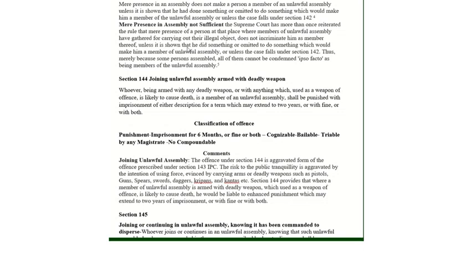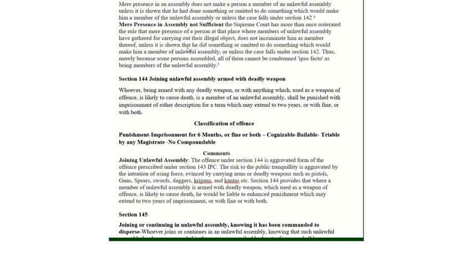So let us talk about the classification of the offense under section 144. The punishment is 6 months, or fine, or both. It is cognizable, bailable and triable by any magistrate, and it is non-compoundable.